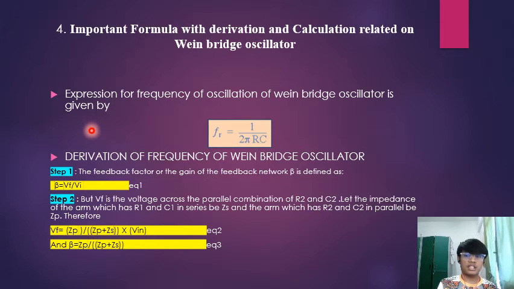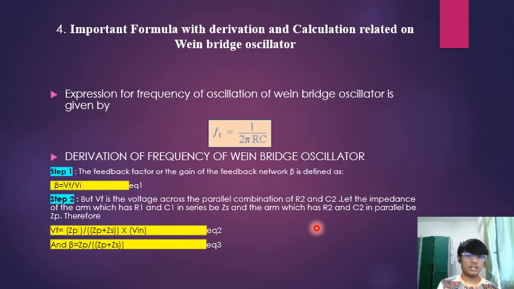So I want to explain the long derivation for how we can get the frequency of Wein bridge equation. So we move to the first step. We have the feedback factor, or the gain of the feedback network, beta, defined as beta equal to Vf over Vi, and directly get the first equation.